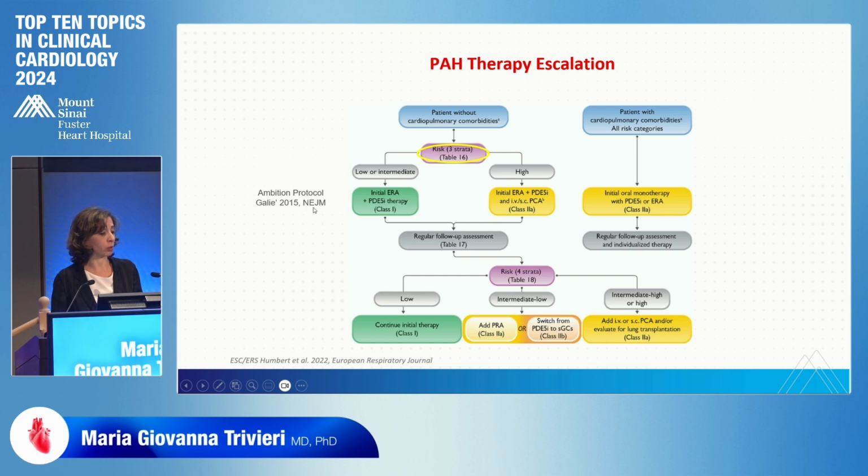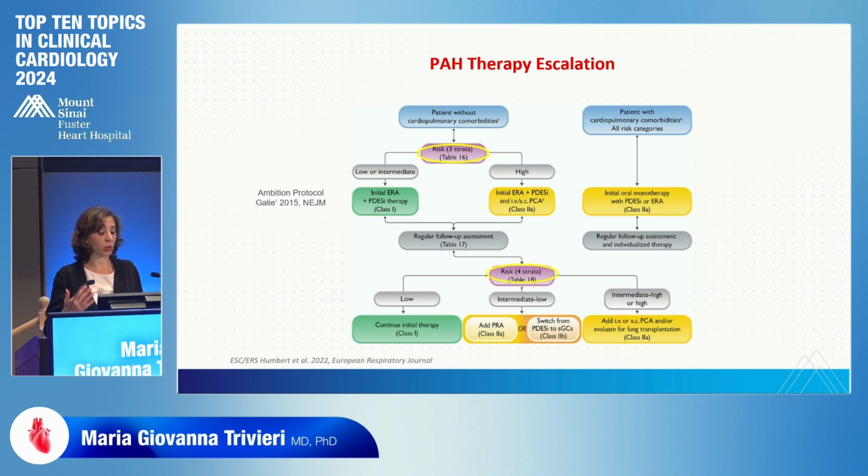This is called, actually for the audience, the AMBITION protocol, because it was studied as an upfront combination therapy in the AMBITION trial. If they are high risk, typically then you would want to consider going directly to the prostacyclin, either oral or IV, sub-Q, or inhaled.